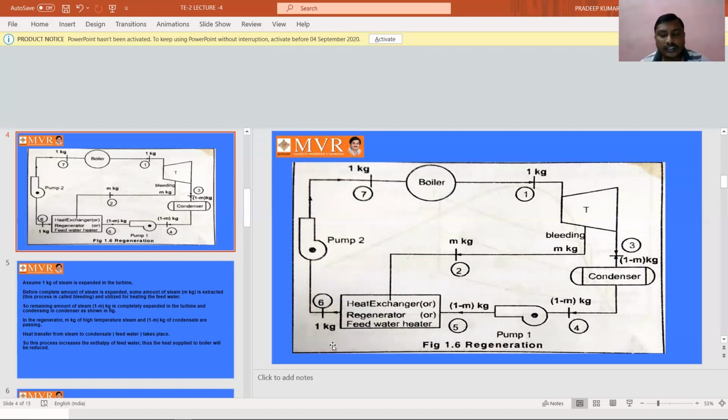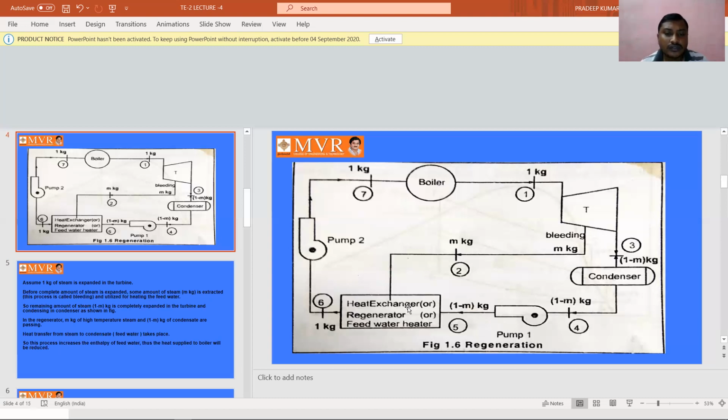This is about the regeneration cycle. From the boiler, steam enters the turbine. In the turbine, some of the steam is extracted for heating the feed water coming from the condenser, and the remaining steam, 1 minus m kg, is expanded and sent into the condenser. After condensation, meaning heat rejection, the amount converted into feed water is passed by the pump to the heat exchanger, or regenerator, or feed water heater.